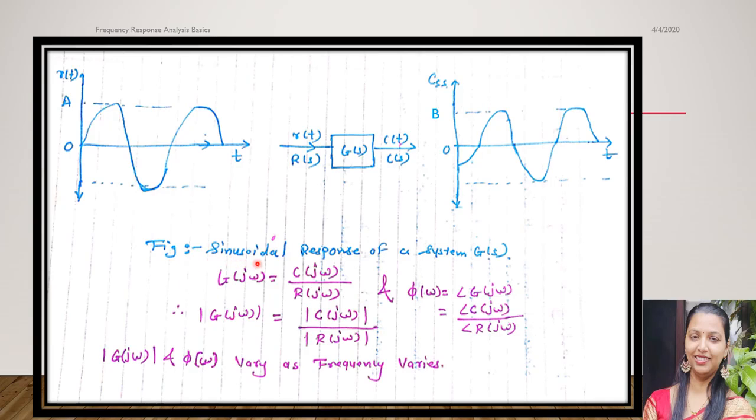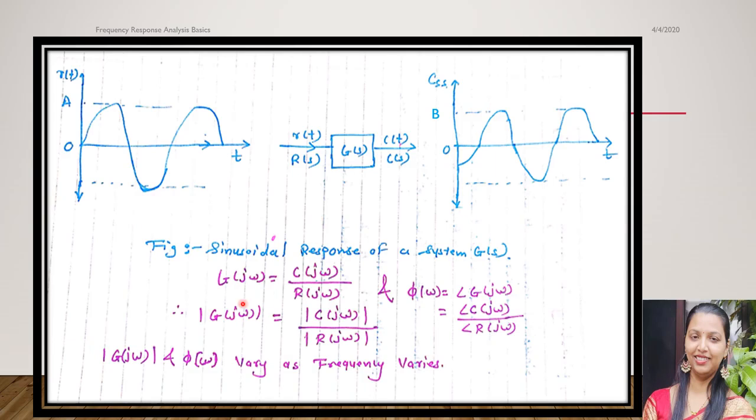Figure shows sinusoidal response of a system G(s). In this figure, the steady state response of the system for a sinusoidal input of frequency ω is a sinusoidal output with a magnitude B(ω) and phase shift φ(ω). The amplitude ratio is given by magnitude G(jω) is equal to B(ω) upon A. The sinusoidal transfer function G(jω) can be obtained by substituting s is equal to jω.